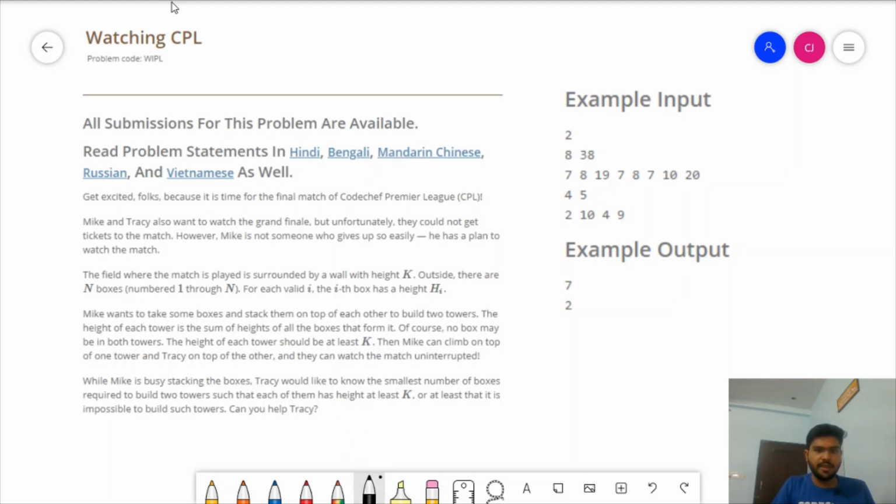So we have CodeChef Premier League, and in this we have Mike and Tracy who want to watch the grand finale, and there are some conditions given. So let's directly jump to the main context. We have a field where the match is playing, and we have a wall over it that is of height k. Outside there are n boxes which are numbered from 1 to n, and each box has a certain height which is represented by h of i.